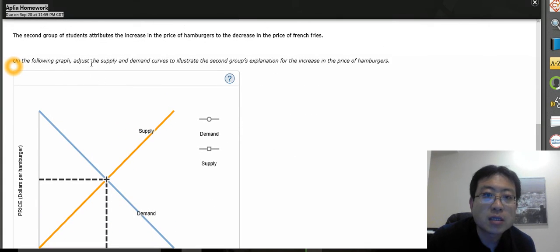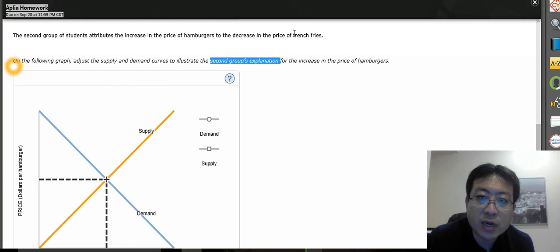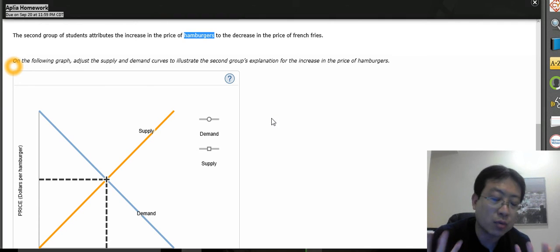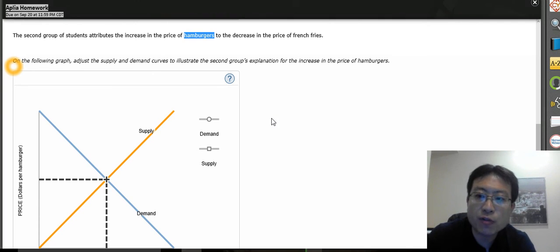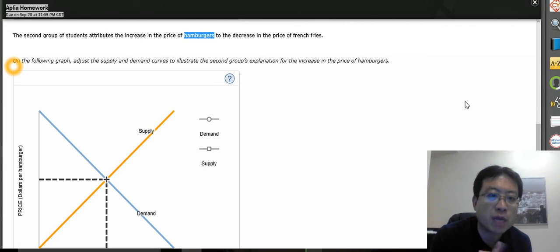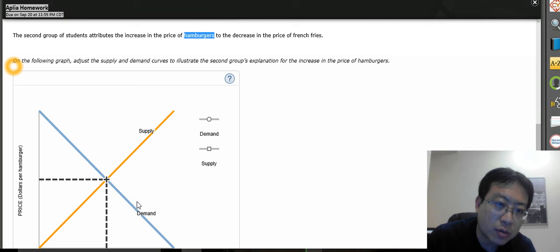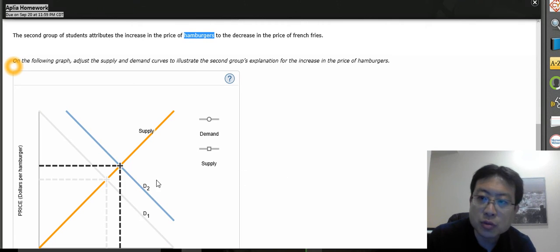On the following graph, the supply-demand curve is the second group's explanation. Between French fries and hamburgers, we can agree they're complementary goods. That means when consumers buy one, they also buy the other one. So when the price for French fries goes down, that means French fries are getting cheaper, so consumers are going to buy more French fries. When they buy more French fries, they'll also buy more hamburgers. So demand for hamburger will increase. So when this happens, we're going to shift our demand for hamburger to the right, from D1 to D2.